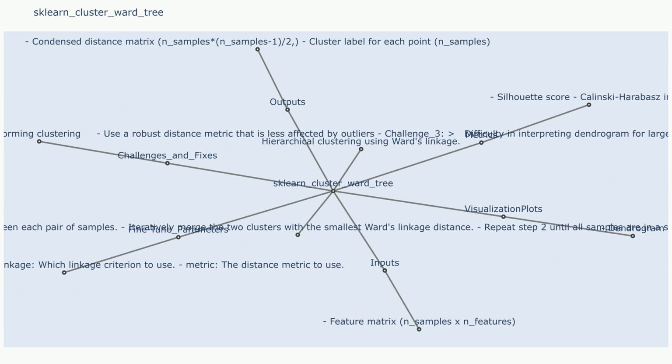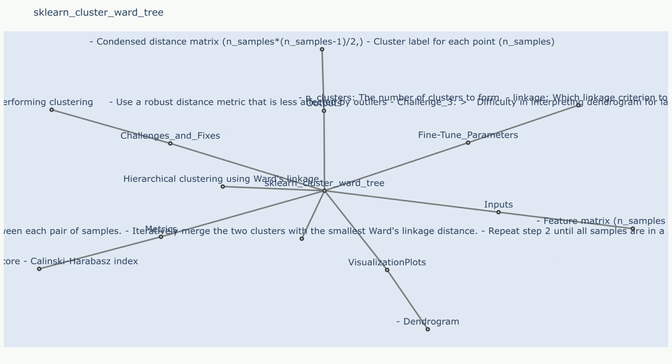Challenges and fixes. Challenge 1. High dimensionality of data can lead to computational challenges in distance calculations. Sample use case: when dealing with datasets with hundreds or thousands of features, the time complexity of the algorithm increases significantly, making it impractical to run on standard hardware.